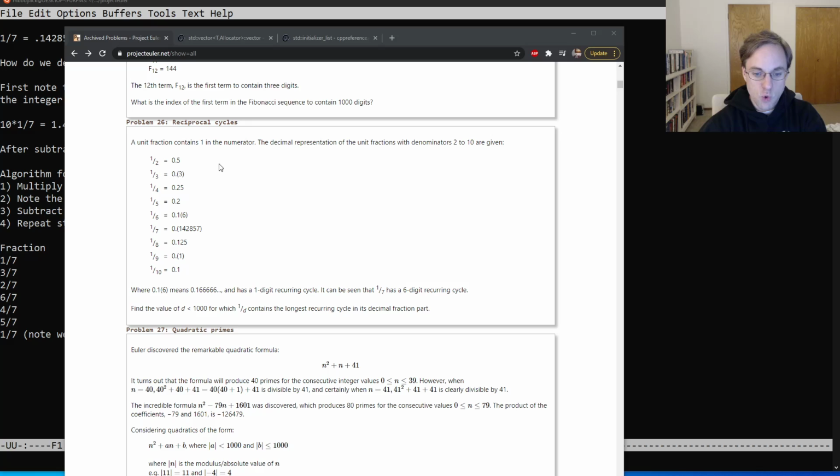This problem asks a question about the decimal expansion of reciprocals of natural numbers. We know that any rational number will have a decimal expansion that eventually repeats in a cycle. And this problem asks us to find the natural number d less than 1,000, which corresponds to the longest such cycle. So let's get into it.